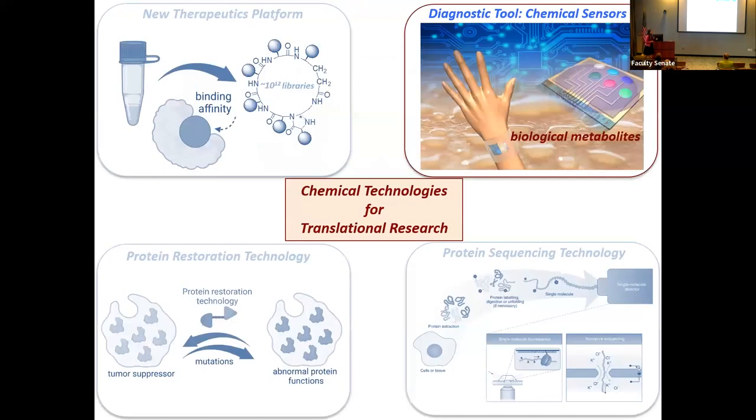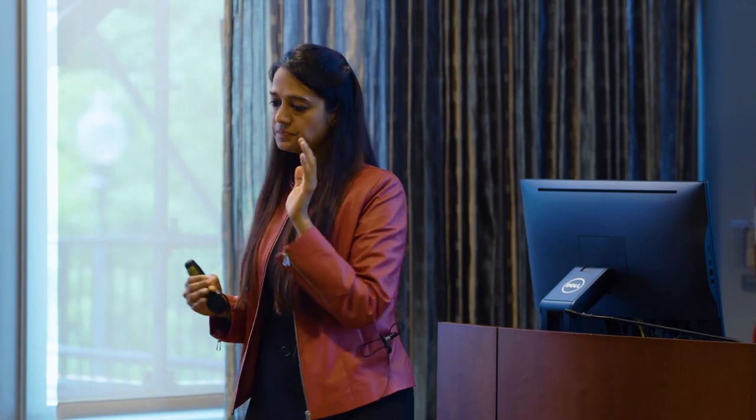And now I'm going to switch to technology two, which is about diagnostic tools. So in this technology, what we are trying to do is develop a series of sensors which can detect biological metabolites inside our body. And those biological metabolites, if they are present in higher concentrations, could lead to a variety of different diseases. And by using this method, we can quantify them. And the goal is that by using these methods, we can stop the diseases rather than curing the diseases. And I'll give you one simple example.